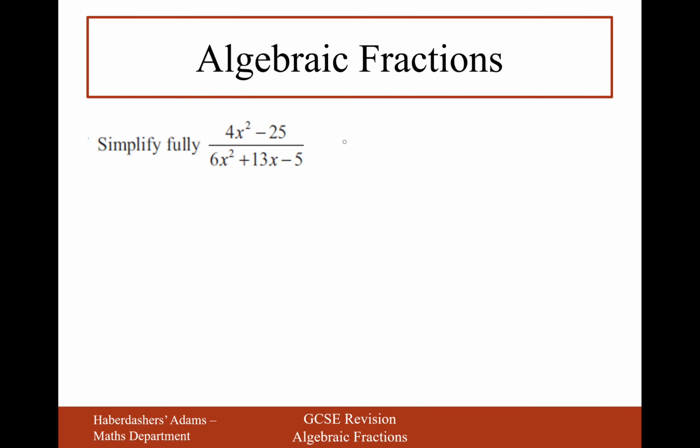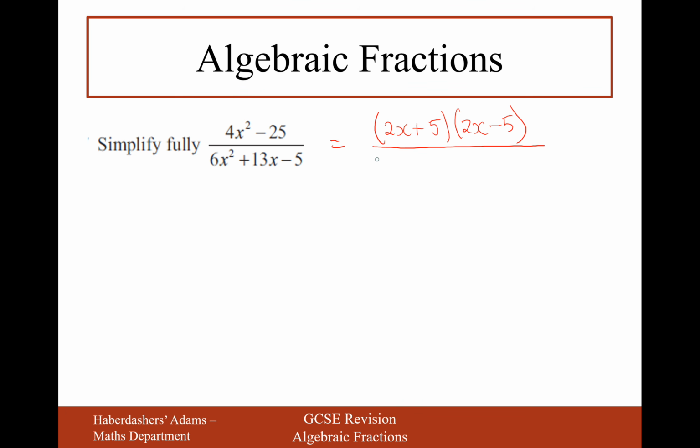Okay, let's start factorizing the top and the bottom. So for the top, it's going to be 2x plus 5, 2x minus 5. You can see it's the same numbers inside the brackets there, but one with a plus, one with a minus, and that will cancel out to get the middle x.